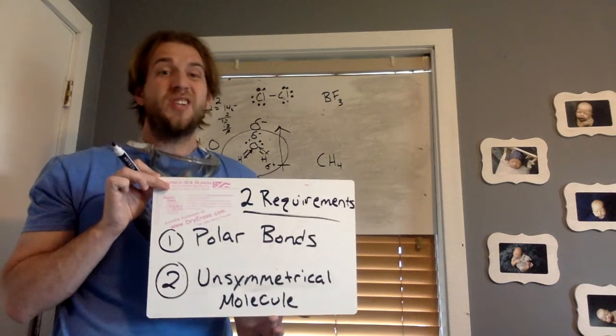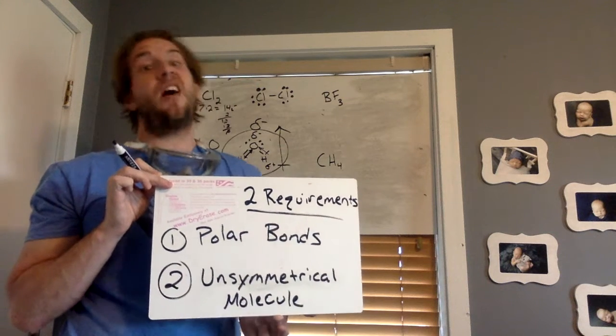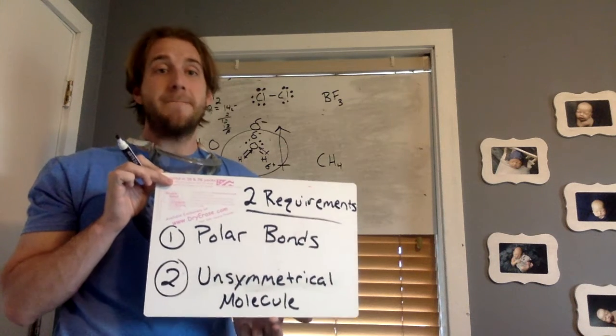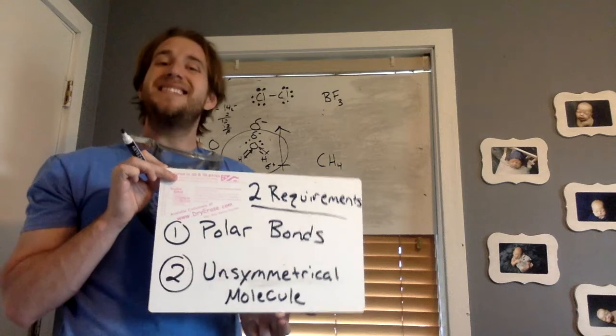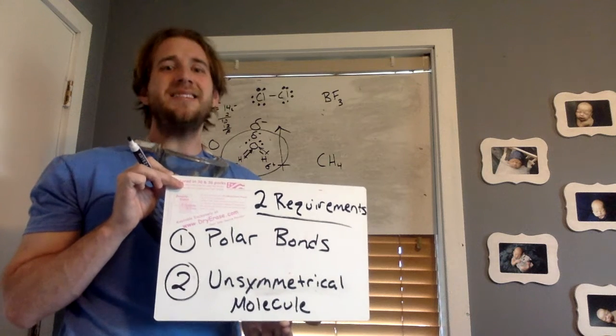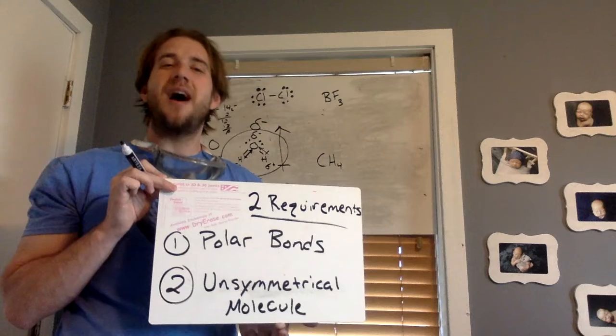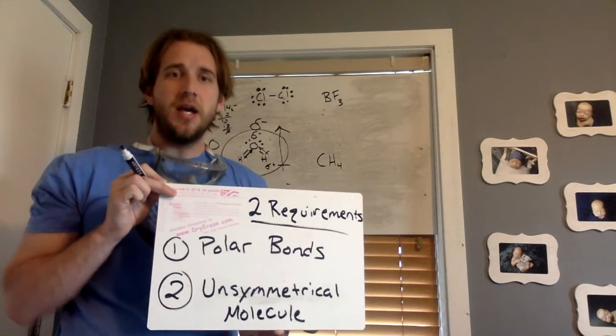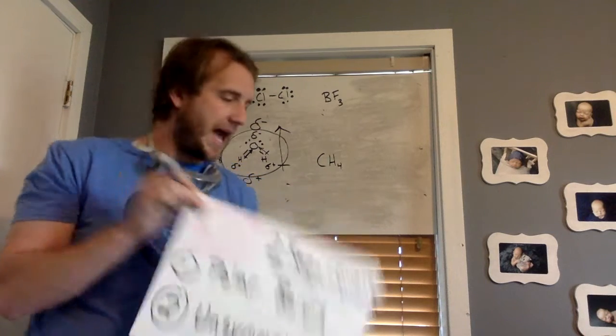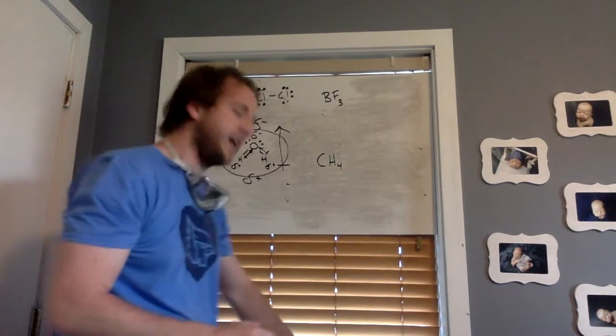First and foremost, you got to have polar bonds. You got to have uneven sharing within the covalent bonds in your molecule. And then the second requirement you need is an unsymmetrical or non-symmetrical molecule, one that is unevenly distributed those bonds around the central atom. And so to kind of highlight that, we can do what we call the fold test or the paper test.